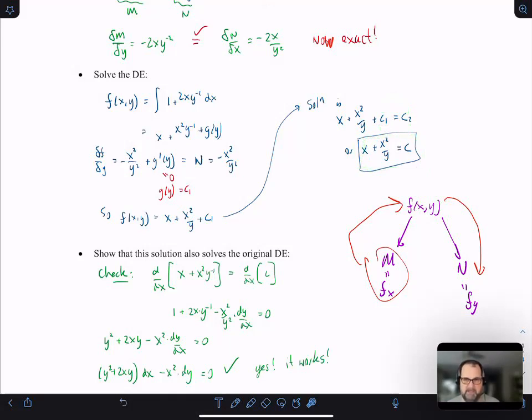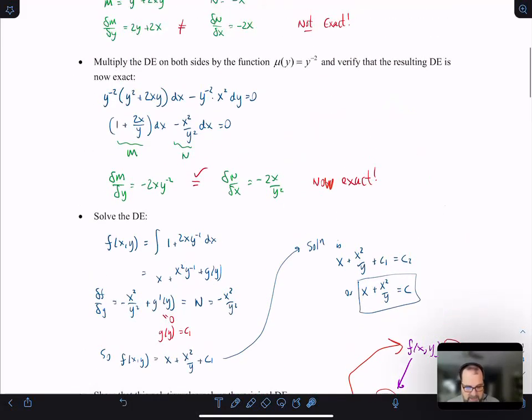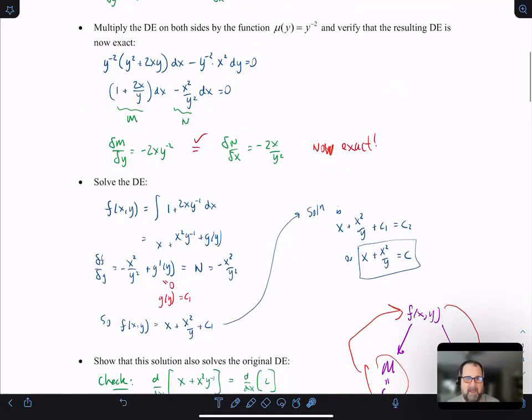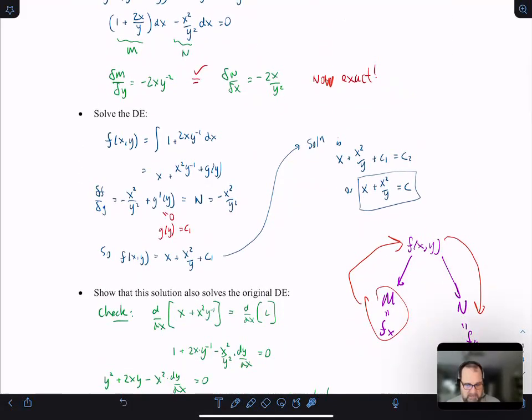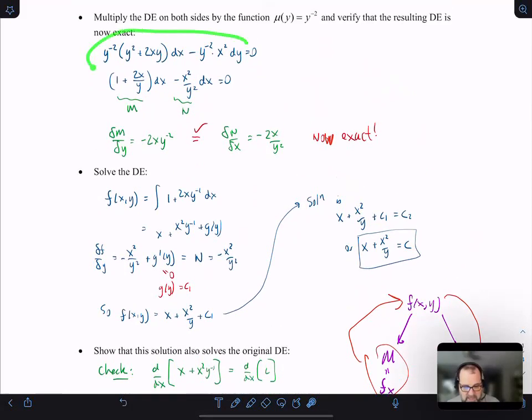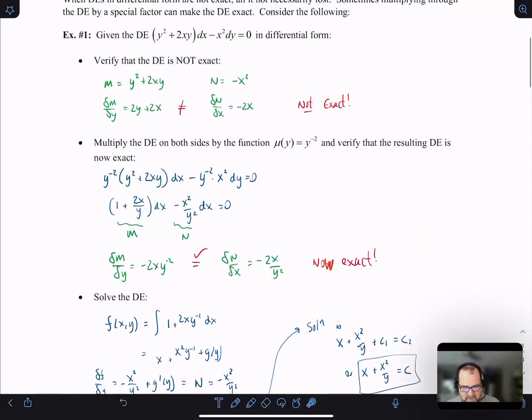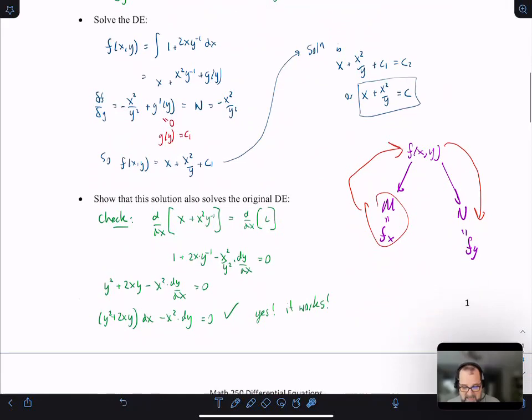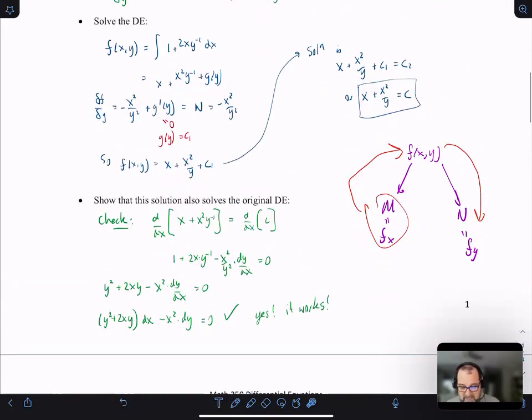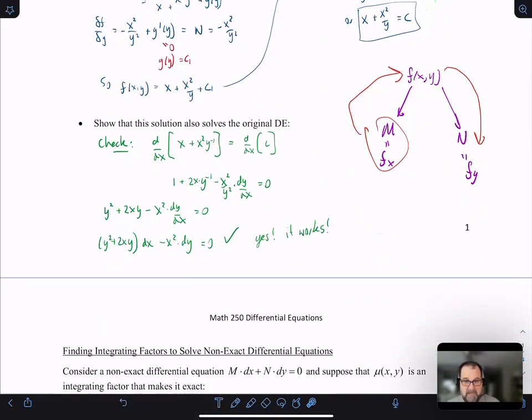That is our solution. Now you might ask, we actually changed our original DE when we multiplied through by this function. So how do we know that, well, we found a solution to this new DE. How do we know that it's also a solution to the original DE? And it turns out that it is. And again, without proof, but we can easily check this. So if we take our potential solution and check it in our original DE, let's see what happens.